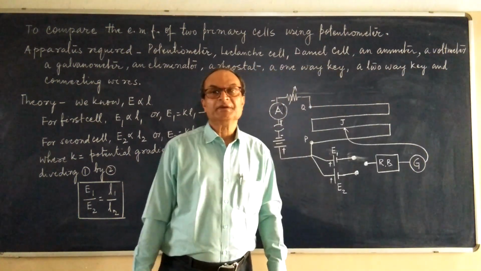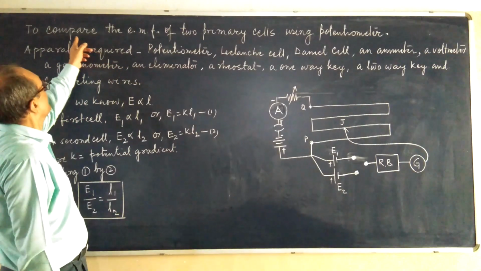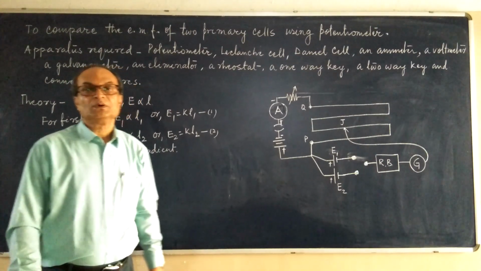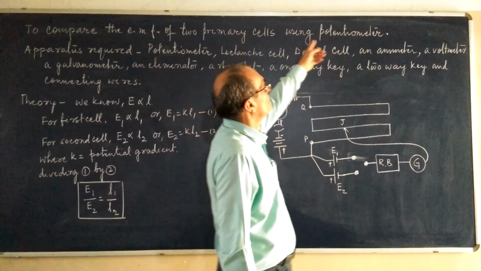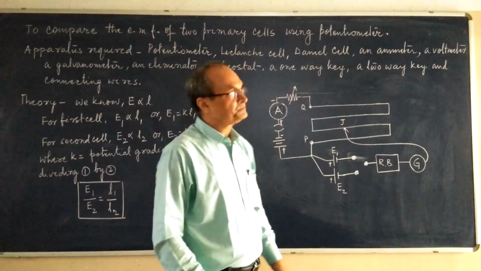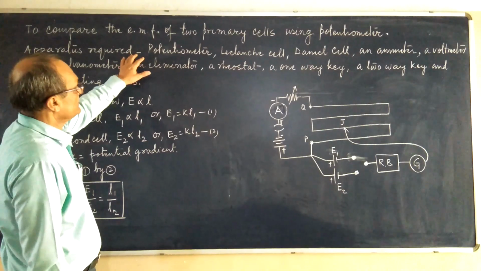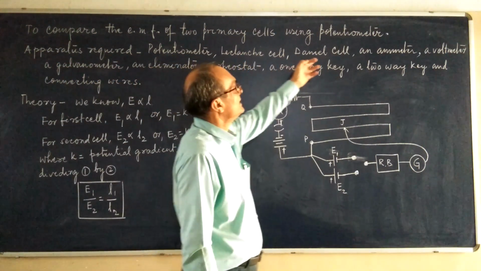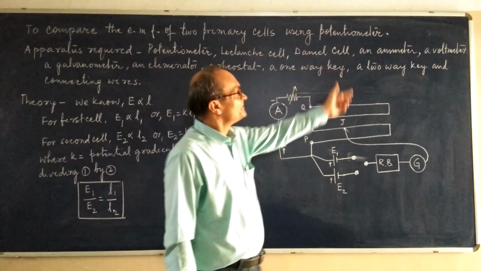Now today's experiment is to compare the EMF of two primary cells by using a potentiometer. For this experiment, the apparatus requires a potentiometer, a Leclanche cell, and a Daniel cell. These two cells are the primary cells.